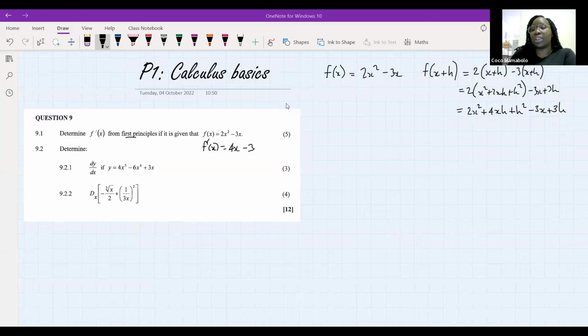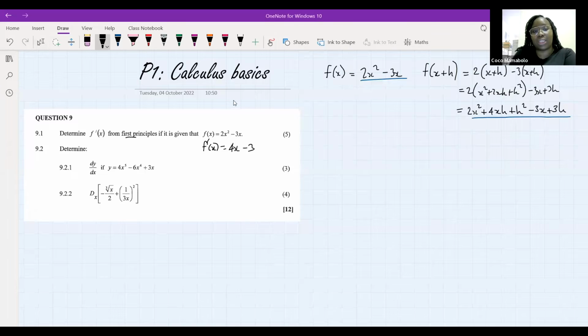Okay, cool. All right. So wherever in my first principles I see my f of x plus h, I'm going to replace it with this long expression over here. Wherever I see f of x, I'm going to replace it with this. Now, remember, guys, this is not an exercise in finding the derivative. No. It's in the way we express the derivative.